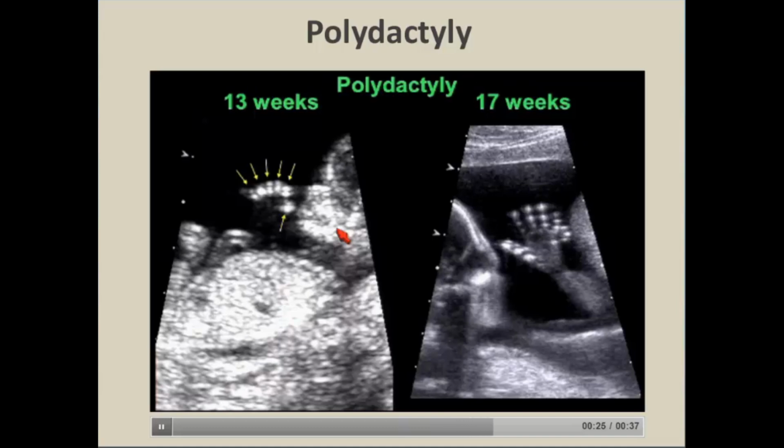So when it's inherited, the prognosis is much better. Sure enough, when she came back at 19 weeks gestation, we see that there's postaxial polydactyly with that extra digit next to the little finger.